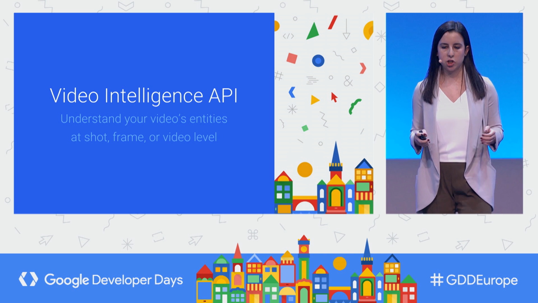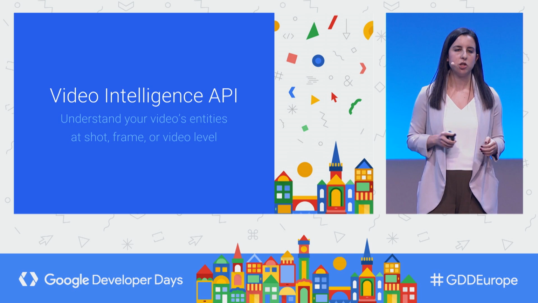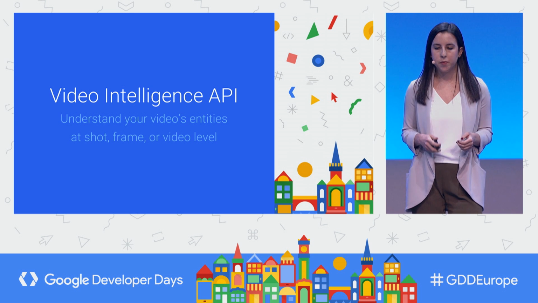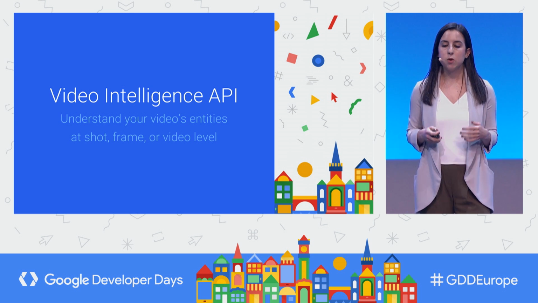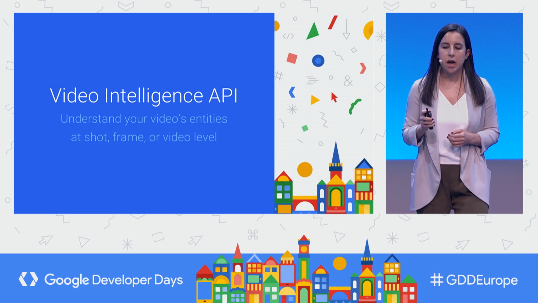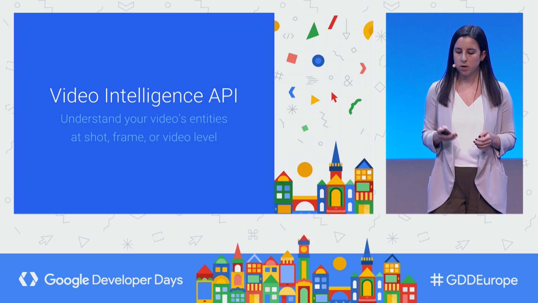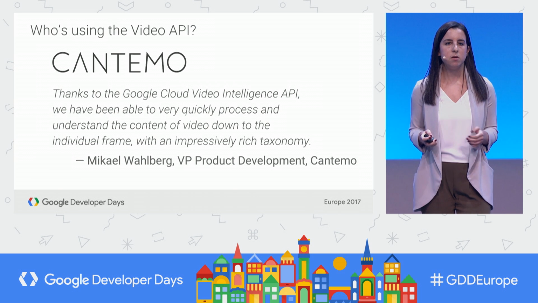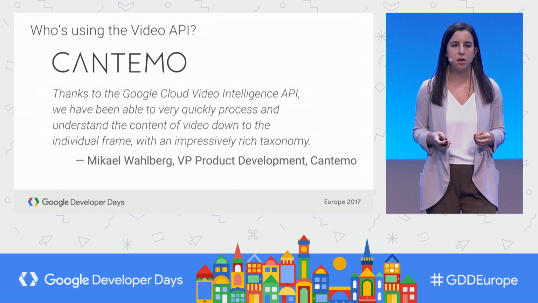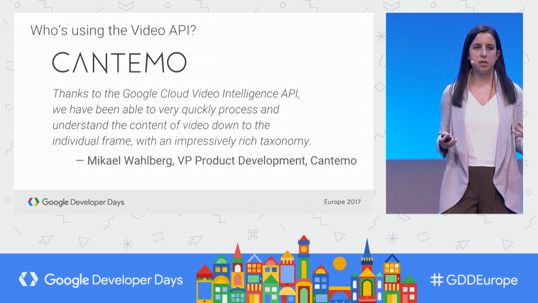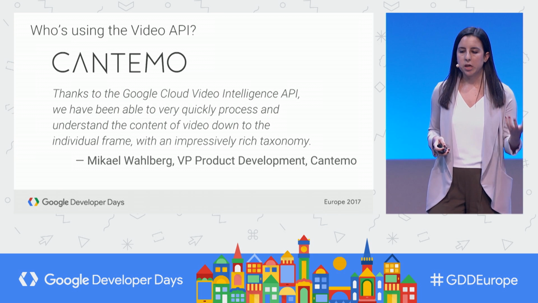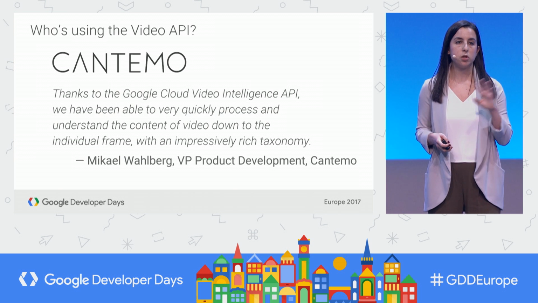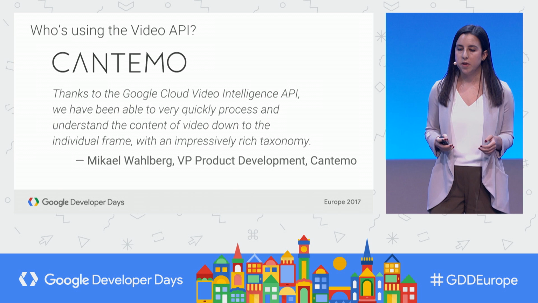The last API I want to share with all of you is the Video Intelligence API. This is our newest machine learning API on Google Cloud Platform. What it lets you do is understand your video's entities at shot, frame, or video level. One company that's using it is Cantemo. They're a media asset management company. All of their users have tons and tons of video content that they're uploading into the system, and they're using the Video API to help their users better be able to search large libraries of video.